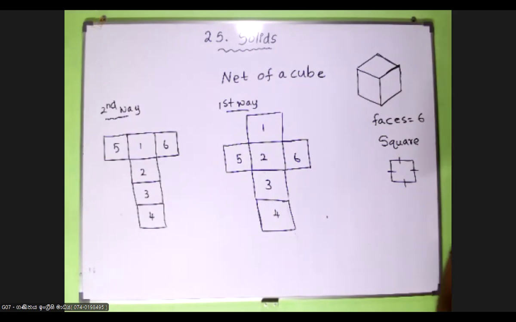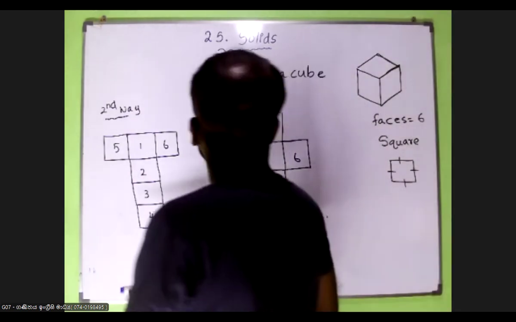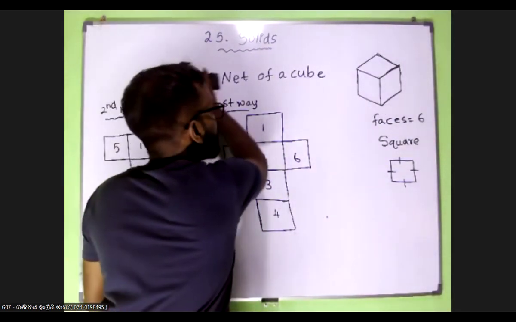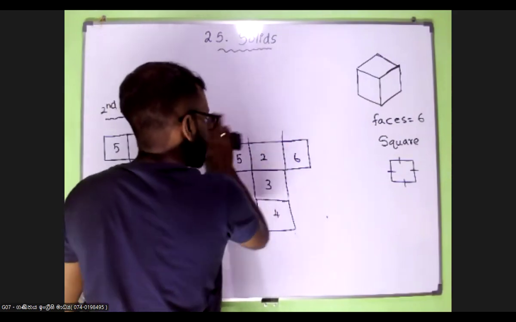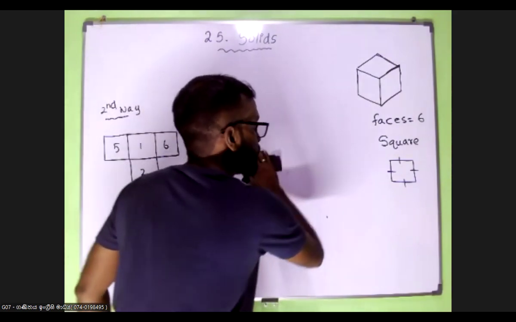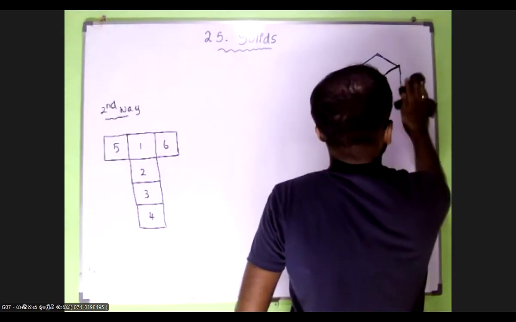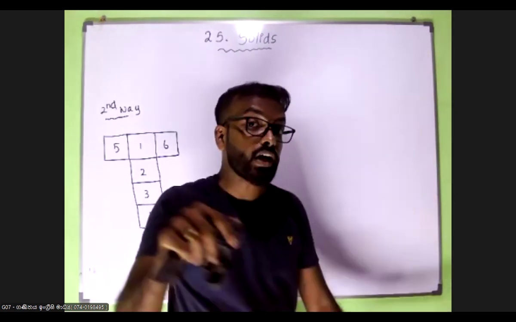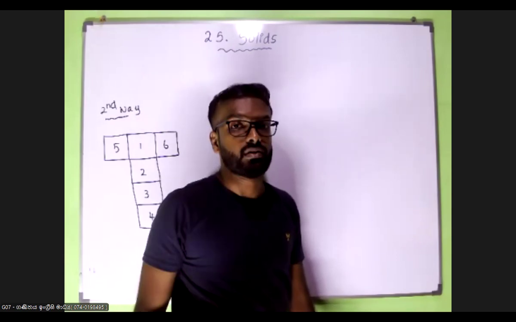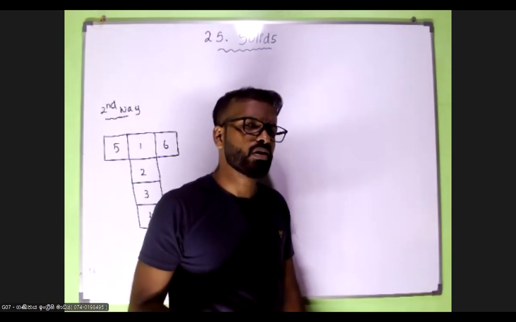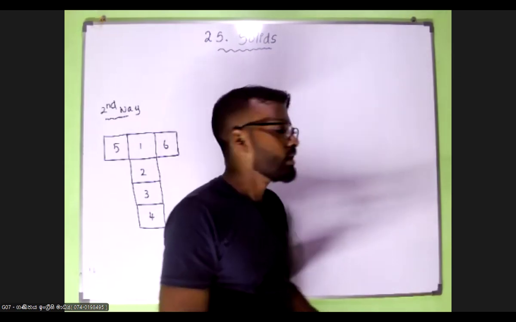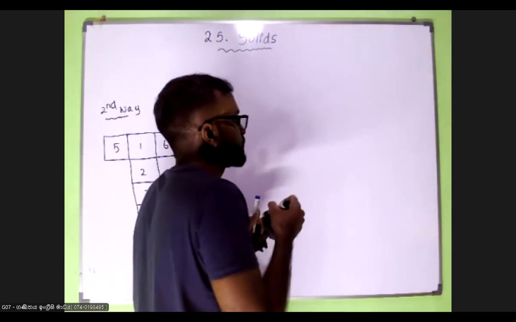Right. So the third one, it is asking for the number of faces, number of edges, and number of vertices of a regular tetrahedron. So can you remember what is a regular tetrahedron? I showed you. So I will draw it first of all.